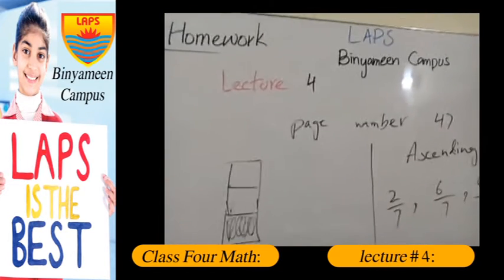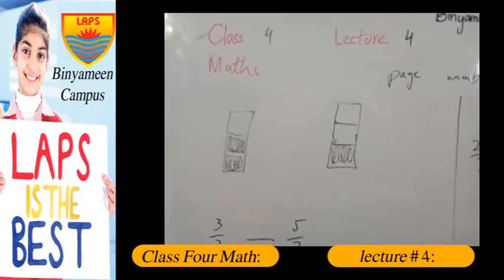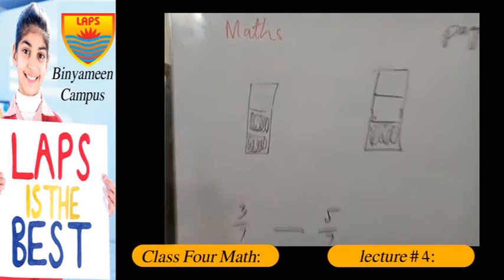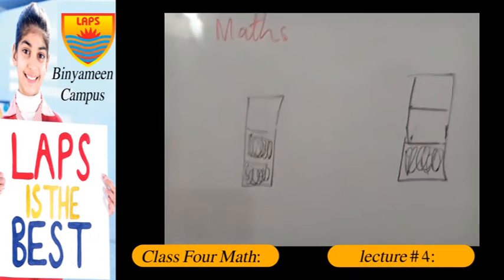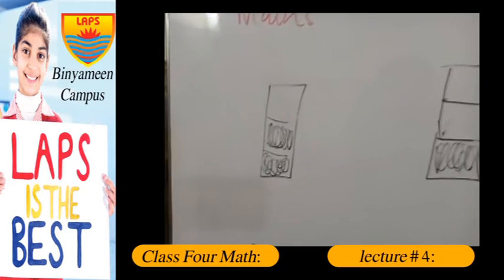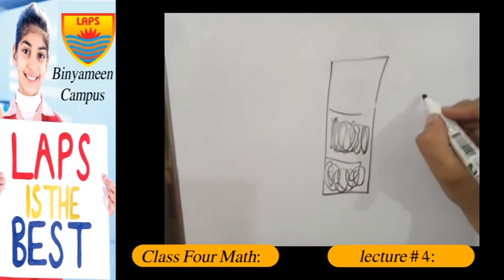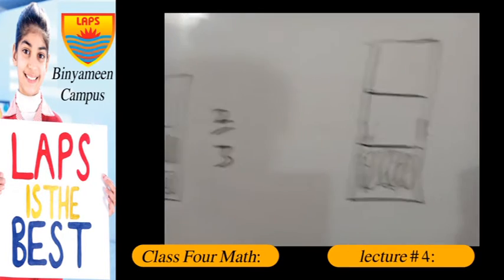If you open your page number 47, you will see some problems on ascending and descending, or less than and greater than functions on fractions. Now I have drawn here two figures. Both of them have three portions, and the first one has two of its portions shaded, so its fraction will be written as 2 over 3, and this one will be 1 over 3.